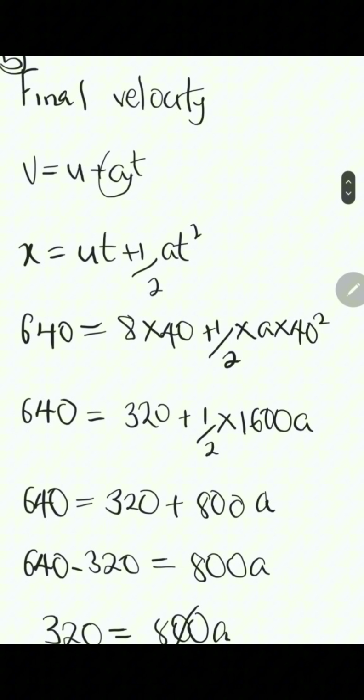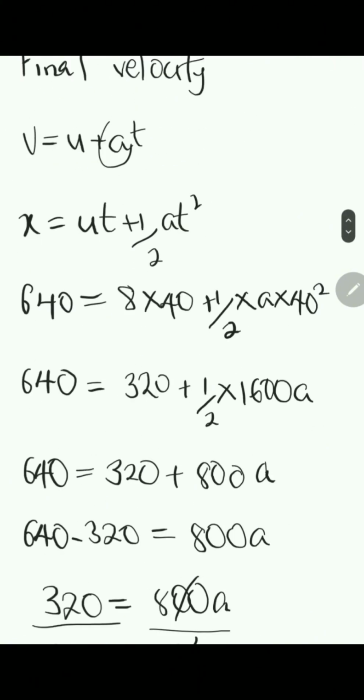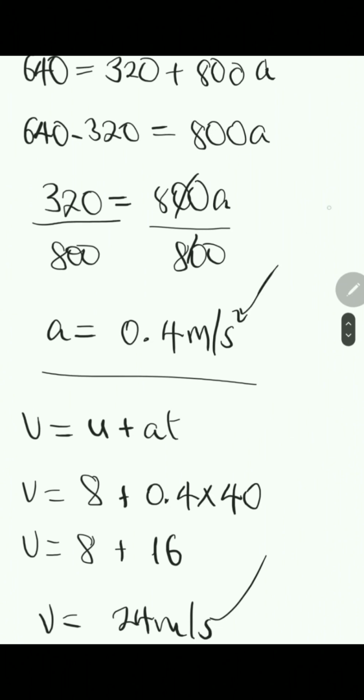Just that we've interchanged the two, v and a, but this is what we get for a and v. a is equal to the value we got, 0.4 meters per second squared, and v is equal to 24 meters per second.